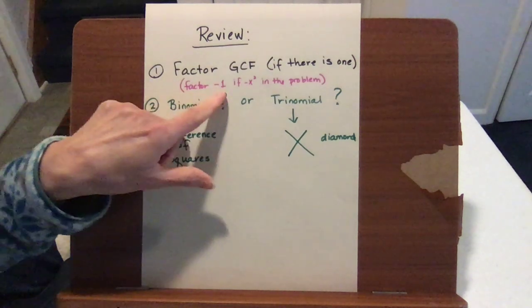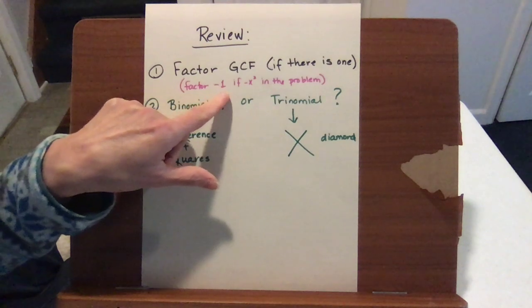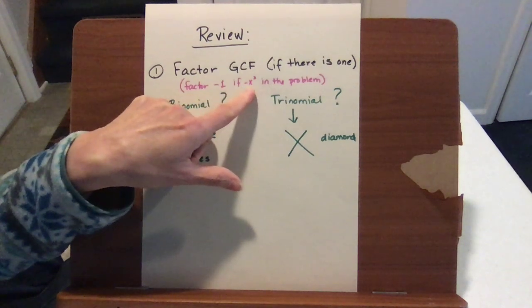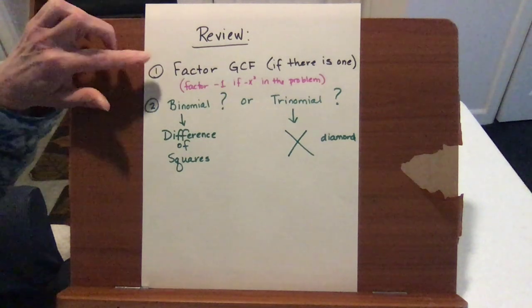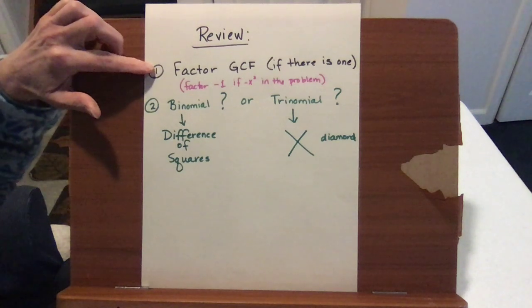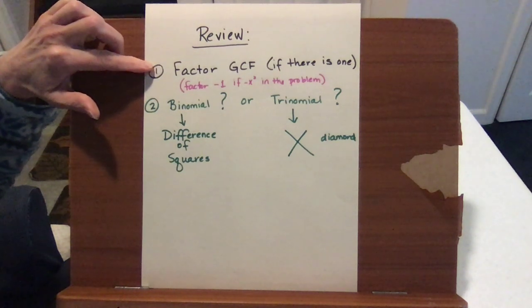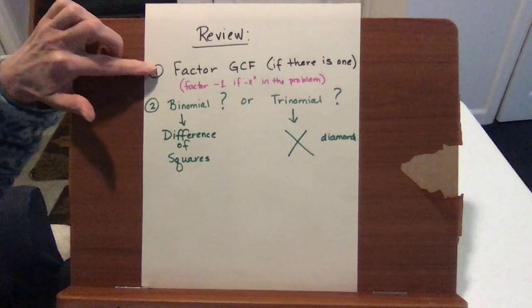And if there is a factor of -1, that will only occur if you have a negative x squared in the problem. So your first term is negative. You would take out the -1 immediately as a GCF. Otherwise, you'll look for GCFs like 2 or 3 or 4 or something like that. The next step after you try to factor out a GCF, if there isn't one, you would just skip to 2. But if there is one, you do that first.